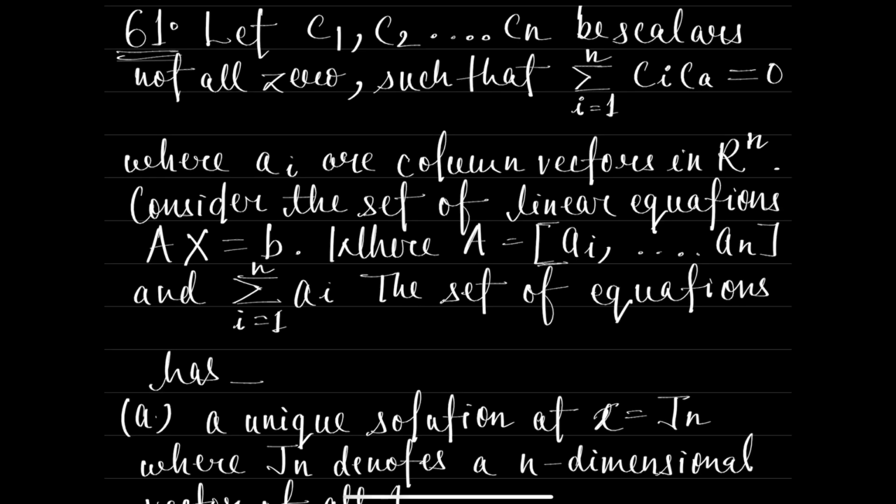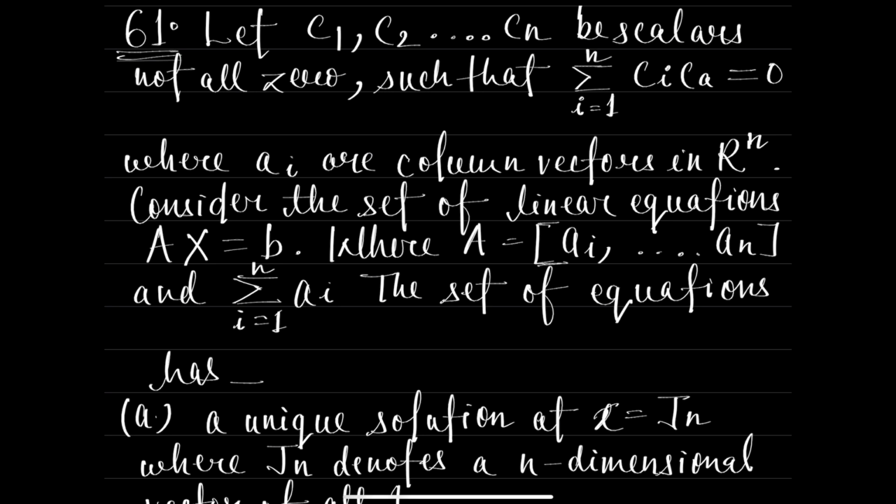Problem number 6.1. Let C1, C2 up to Cn be scalars, not all 0, such that the sum from i equals 1 up to n of Ci times Ai equals 0, where Ai are column vectors in R to the power n. Consider the set of linear equations Ax equals b, where A equals [A1 up to An] and b equals the sum from i equals 1 up to n of Ai.